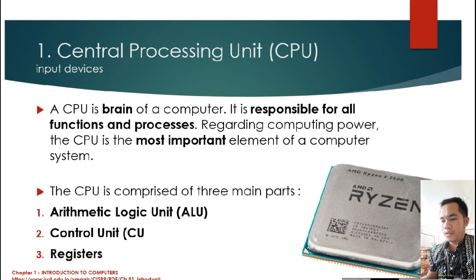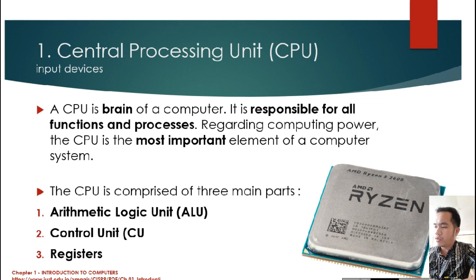So what are these parts of the CPU? What do they mean? The arithmetic logic unit executes all the arithmetic and logical operations. Arithmetic calculations are like addition, subtraction, division, and multiplication. Logical operations are like comparing numbers, comparing letters or special characters. That is the meaning and the job of the arithmetic logic unit.